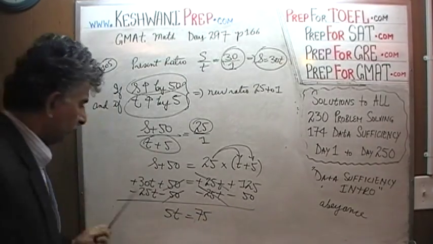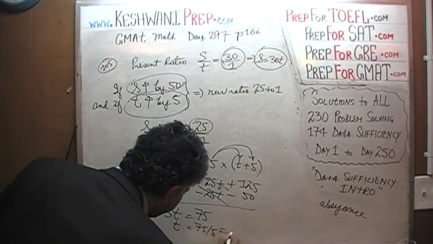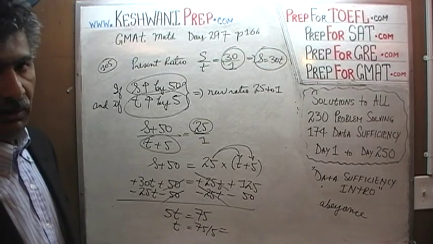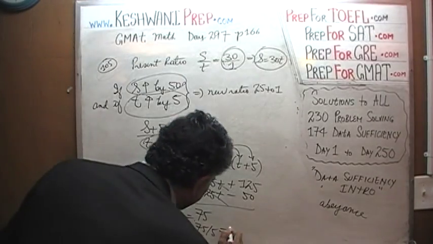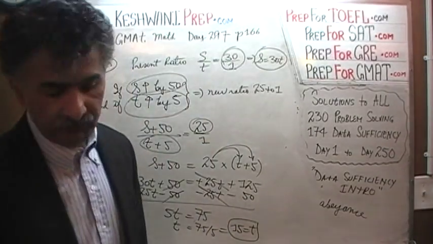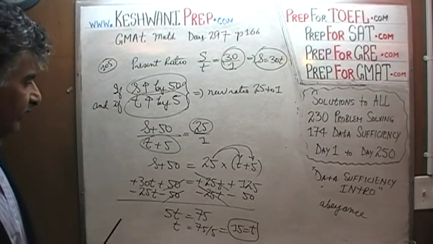Oh, well, what do you know? And therefore, t equals 75 over 5. 75 over 5. How many 5s in a 75? 50 has 10 5s, and another 25 would have 5 5s, so it's 15. Turns out that we have 15 teachers. We have 15 teachers.